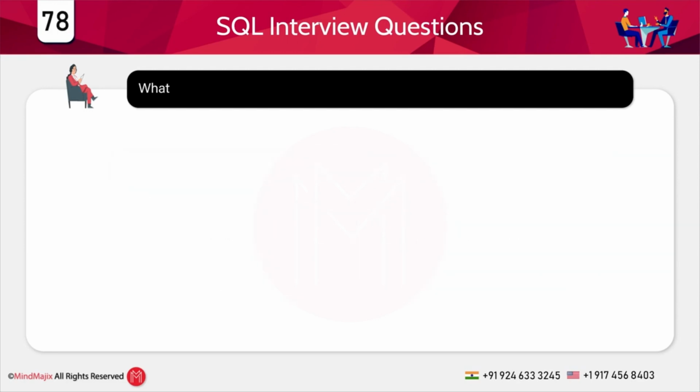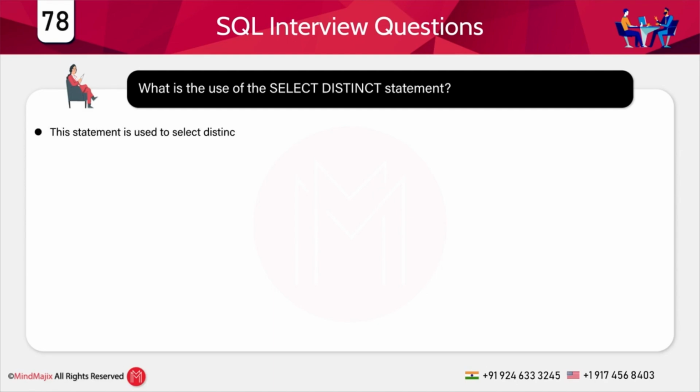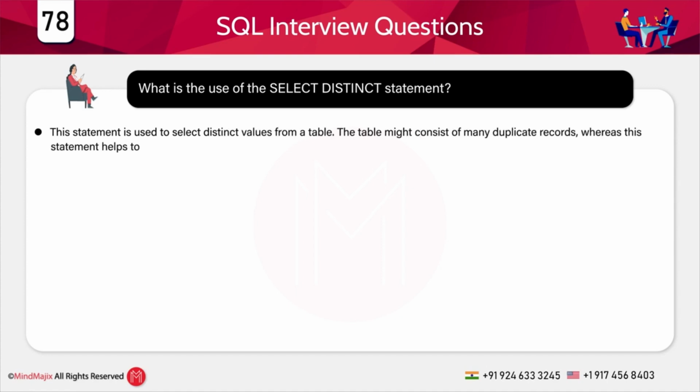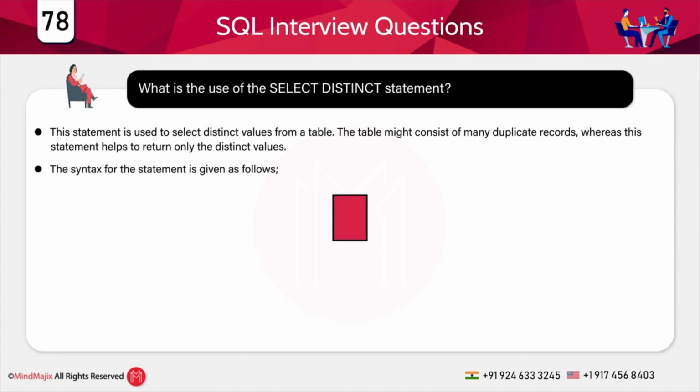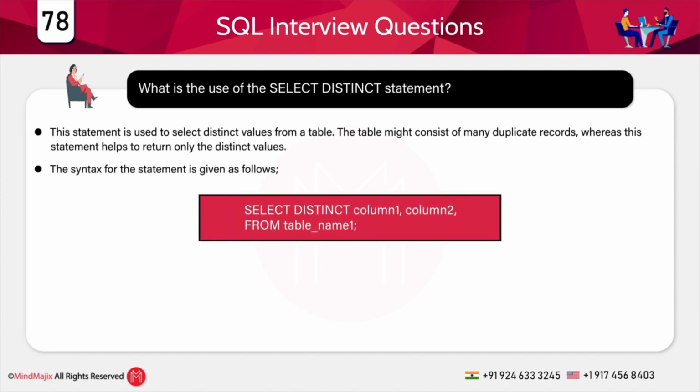The next question is, what is the use of the select distinct statement? Basically, this statement is used to select distinct values from a table. The table might consist of many duplicate records, whereas this statement helps to return only distinct values. So if you want to select unique records or distinct records from a table, in that case, you can use the select distinct statement. And how do you use that statement? This is the syntax, as you can see on the screen. Select distinct, column 1, column 2, or you can specify as many columns as you want from the table name.